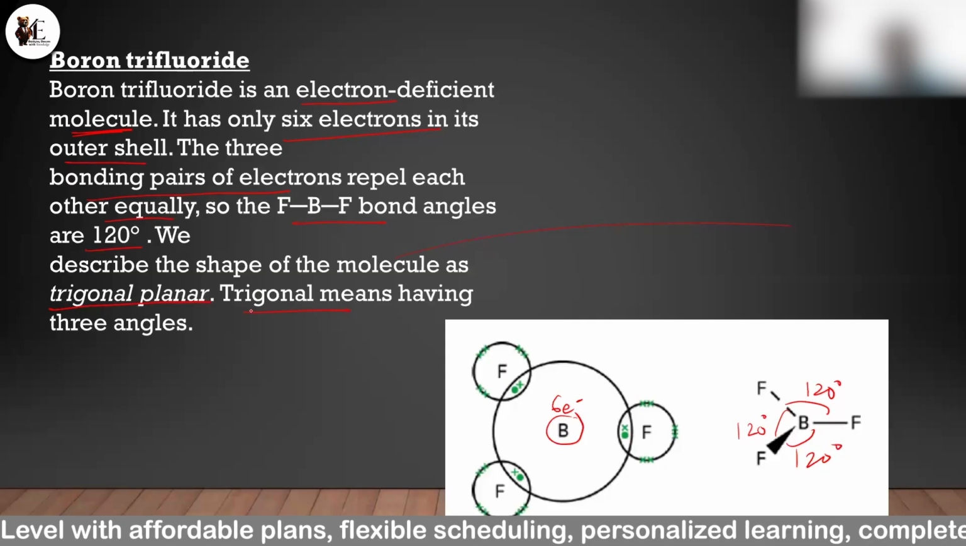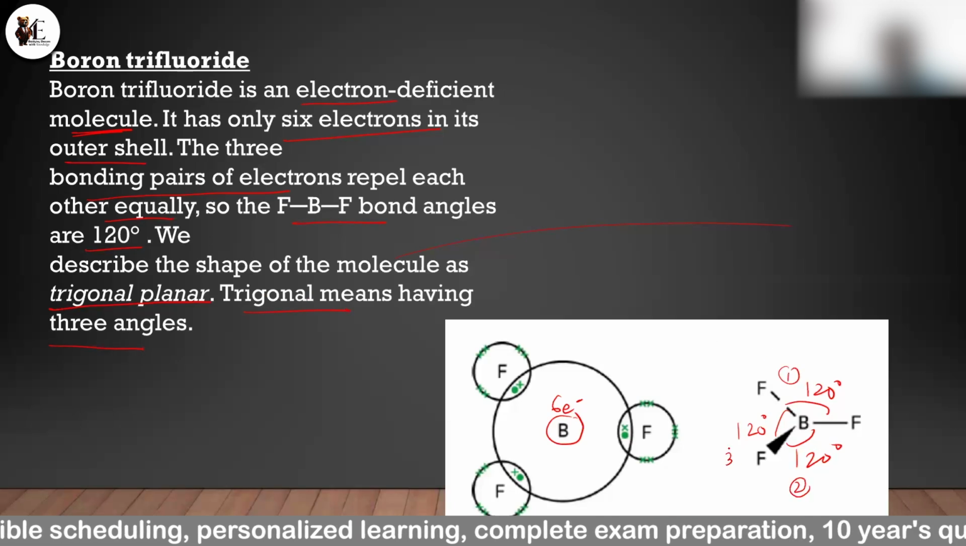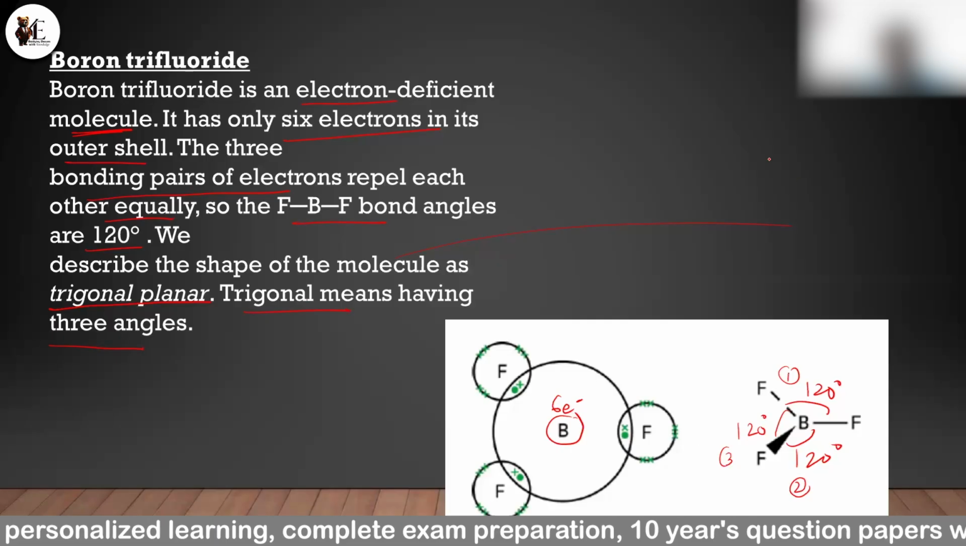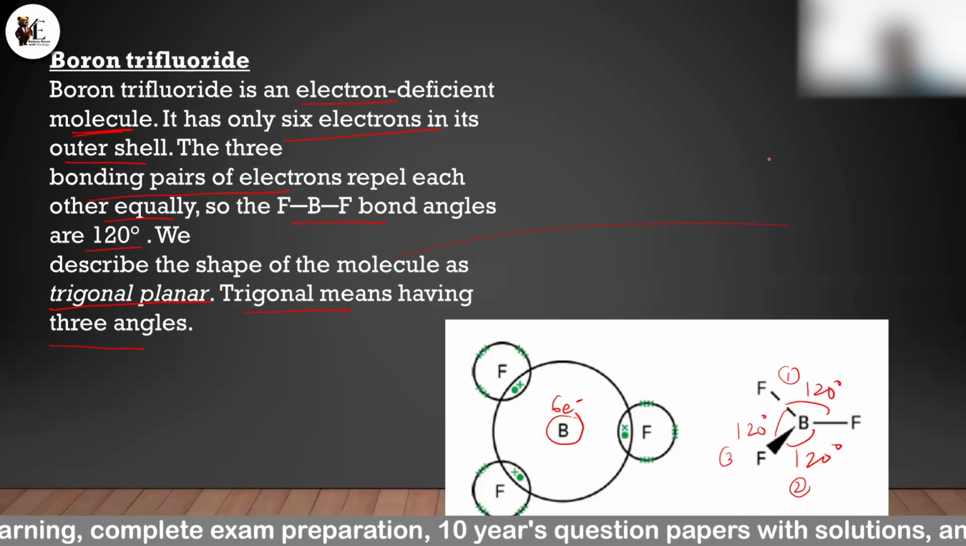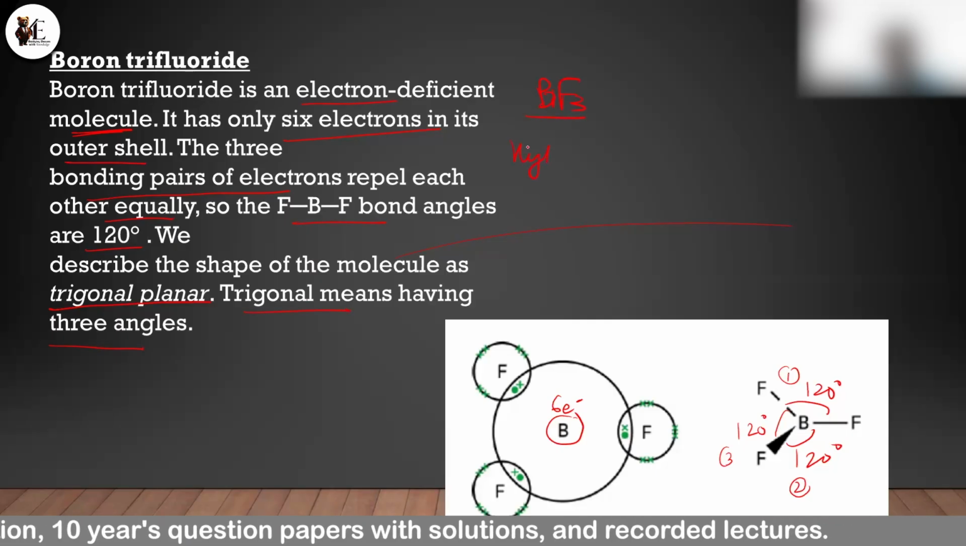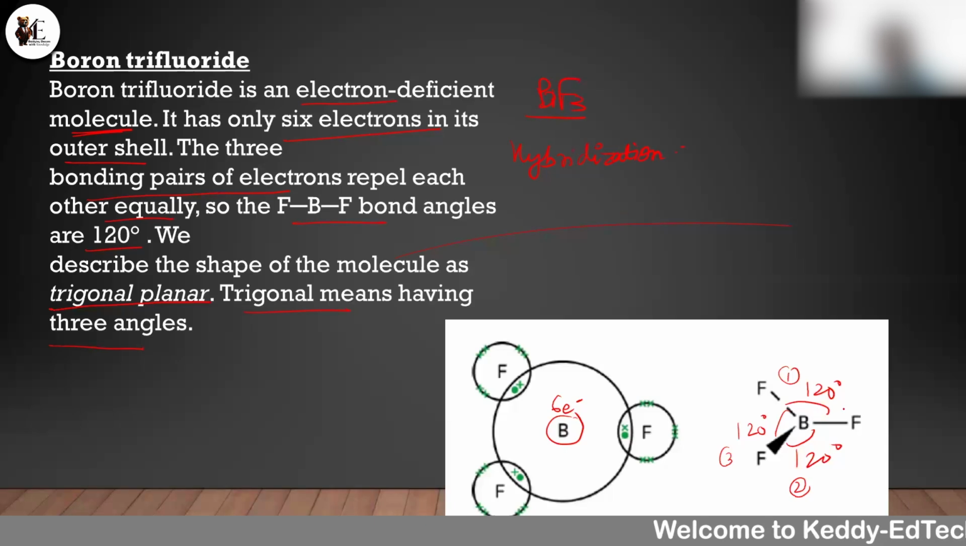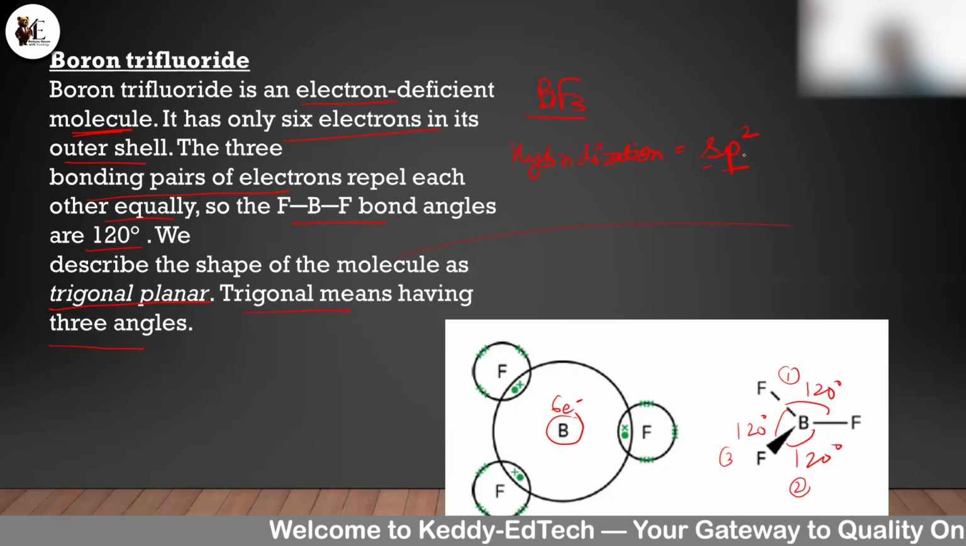Trigonal planar means it has three angles. One angle is this, second is this, and third is this. So it is in the plane. So you should remember all these things. What is the hybridization of BF3? Count the single bonds and the lone pairs. There are 3 sigma bonds only, no lone pair, right? 3 sigma bonds, that means sp2. 1 from s and 2 from p.